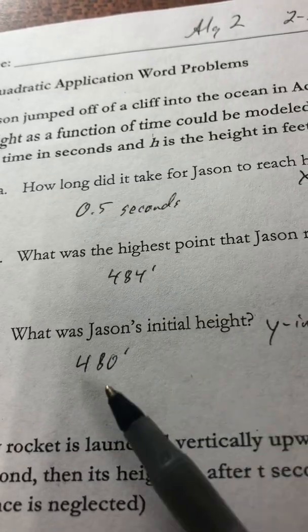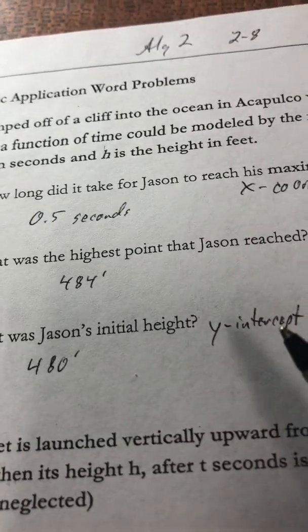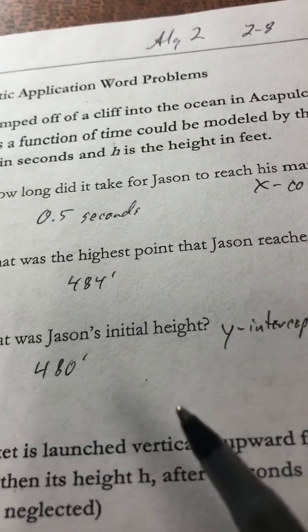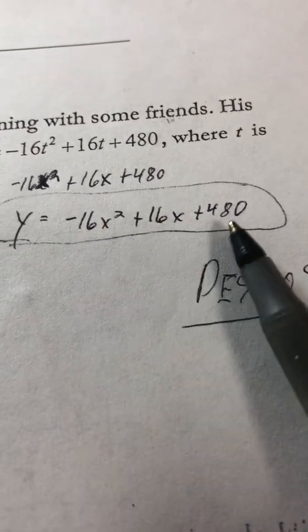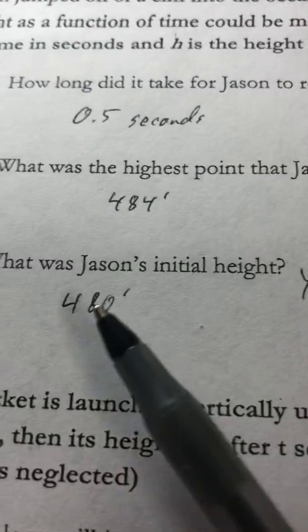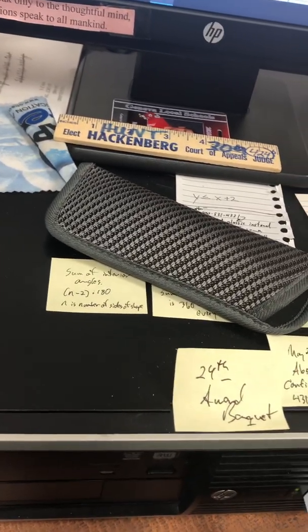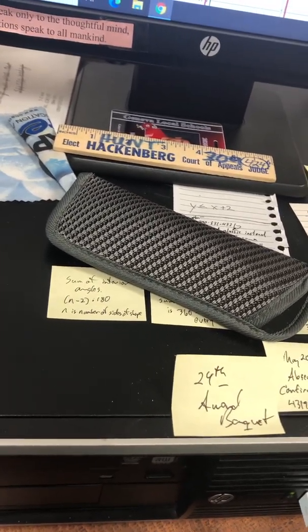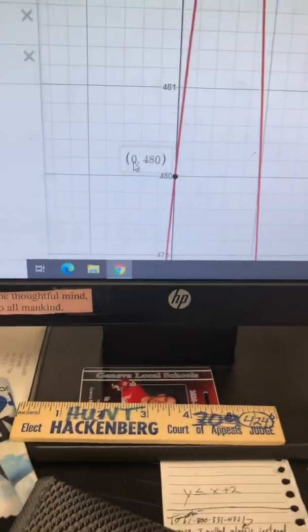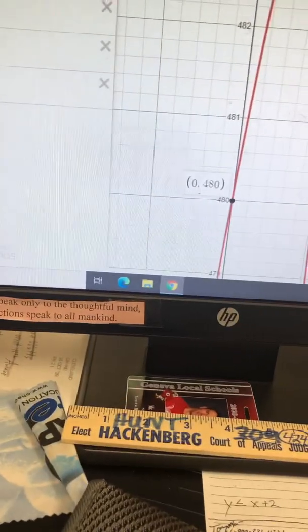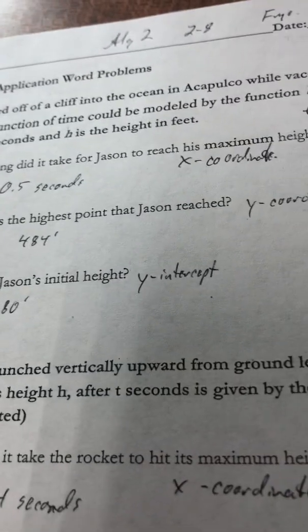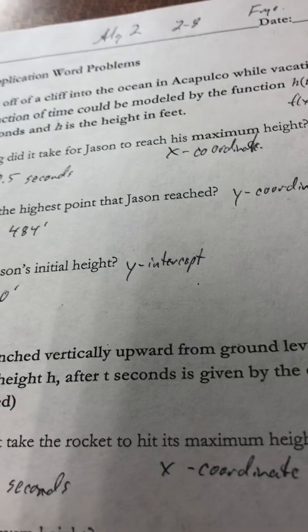What was Jason's initial height? You could figure out his initial height. That was when x equals 0. So when x equals 0, put a 0 there, you got nothing. You just have 480 left. So, I mean, you could just see that it would be 480 by just looking at the problem. Or you could look right here and see that, okay, when x equals 0, y is 480. Okay, so that was that first one. All right, so once again, use Desmos. It just makes life so much easier.